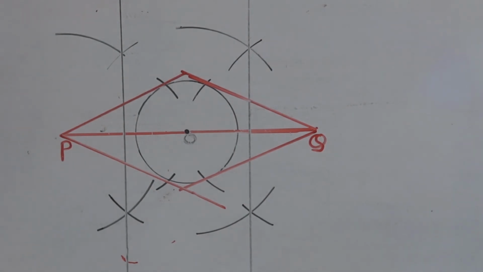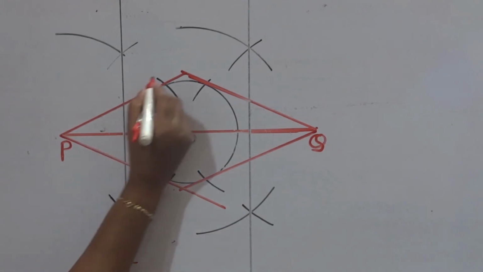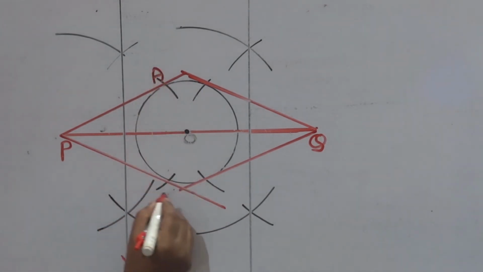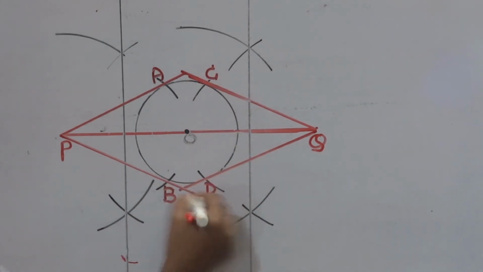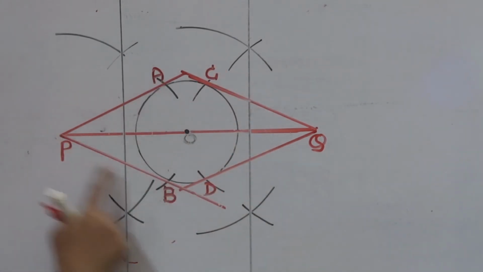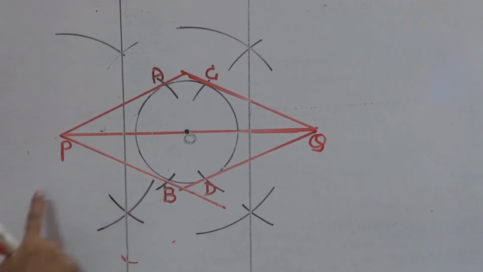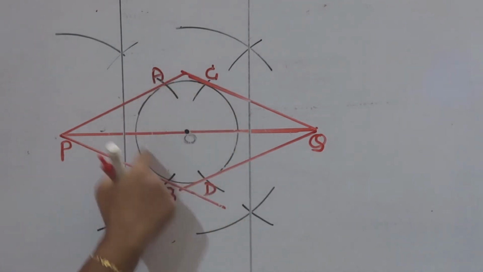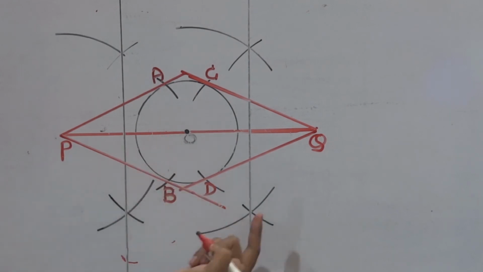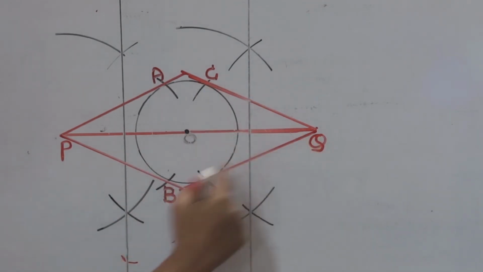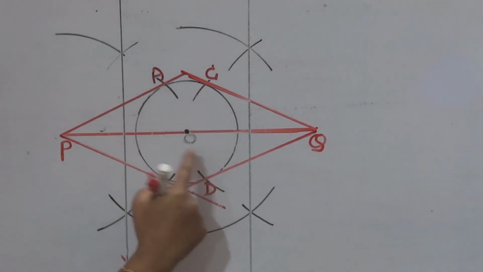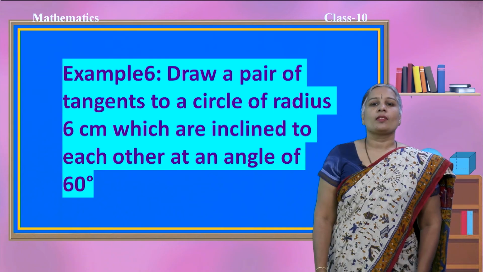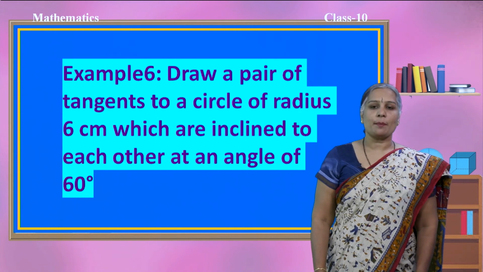Now, let us name the arcs A, B, C and D. It means PA, PB are the tangents from point P to the circle O. Similarly, QC and QD are the tangents to the circle of center O. Let us take one more example.